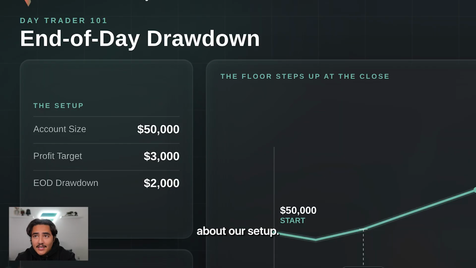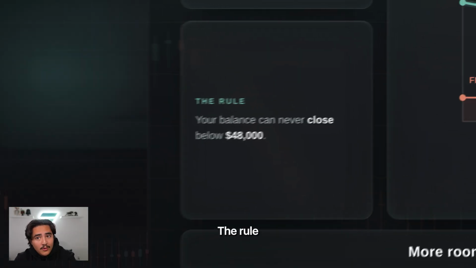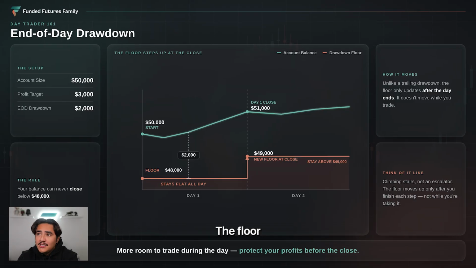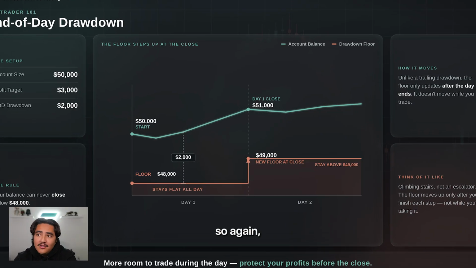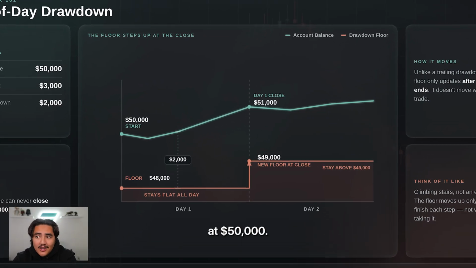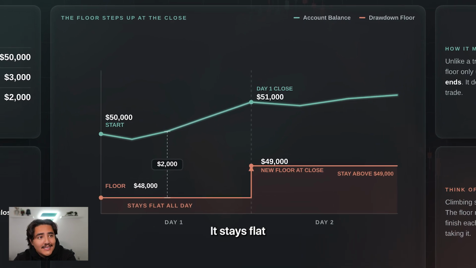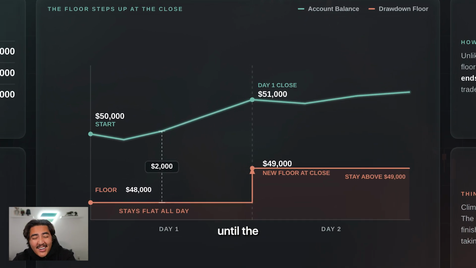So let's talk about our setup. If we have a setup of an account size of $50,000, a 50K account, your profit target is $3,000 and end of day drawdown is $2,000. The rule is that your balance can never close below $48,000. The floor sets up at the close. So again, you start at $50,000. Your floor of max drawdown is $48,000. It stays flat all day until the end of day.